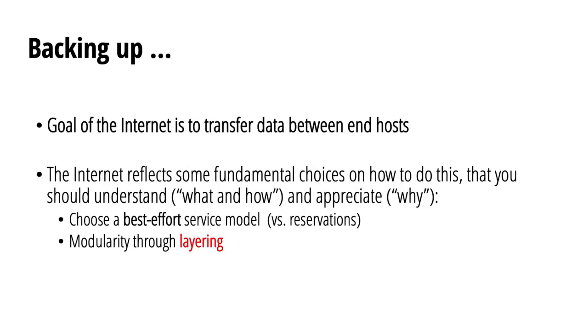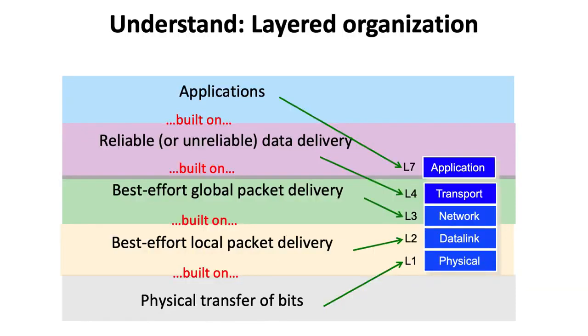Okay. So the second design choice that we emphasized was this notion of modularity through layering. And going back to the layers we discussed, we talked about breaking down end-to-end communication into these tasks that we then arranged or organized in these 5 layers. Okay, going from applications on the top, building on top of a reliable delivery service, on top of best effort global delivery that used best effort local delivery, all the way to actually putting bits on a wire. Okay, this was our L1 to L7.